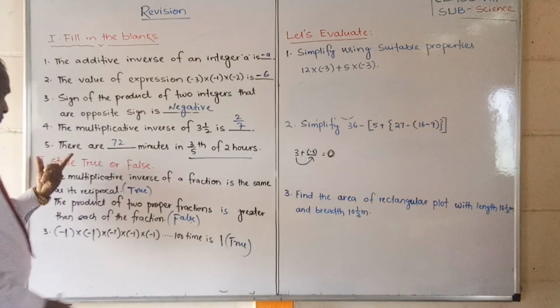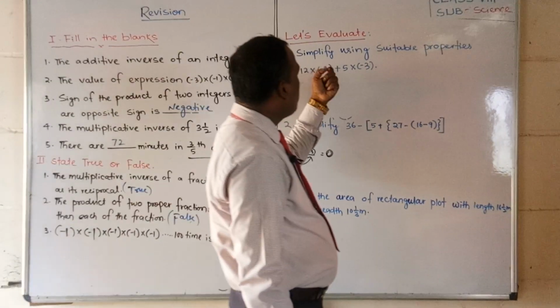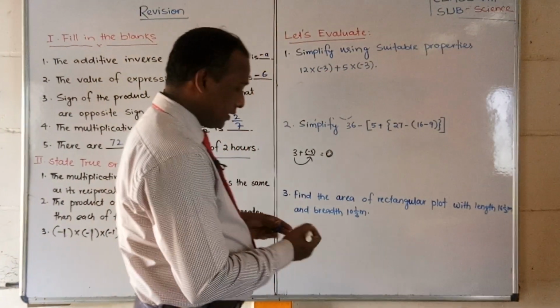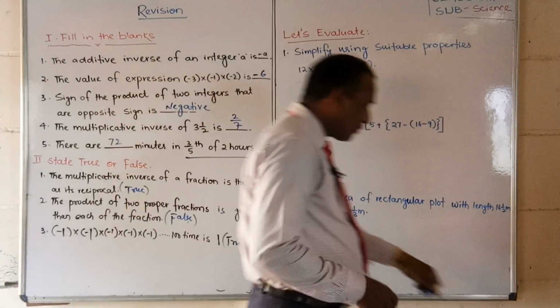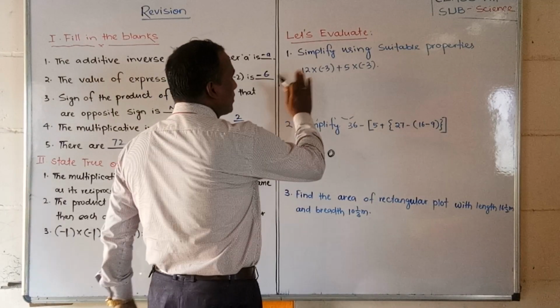Okay. Now the true or false questions are completed. Now let us evaluate. Simplify using the suitable property. How will we simplify using that suitable property? We have to see.